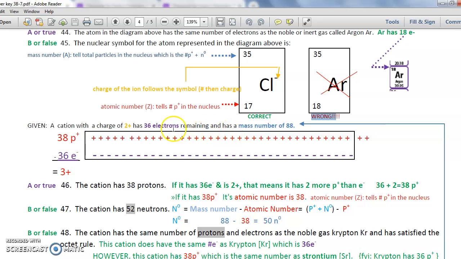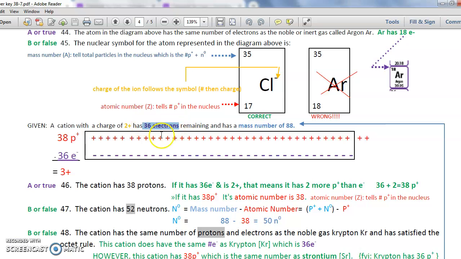The next question. A cation has a charge of 2+. Cation, cats, positive. Cats have paws, so they're positive. A cation has a charge of 2+, and they're telling you it has 36 electrons. So it's 2+, and it has 36 negatives. And they're telling you the mass number is 88. All right. What do we know?